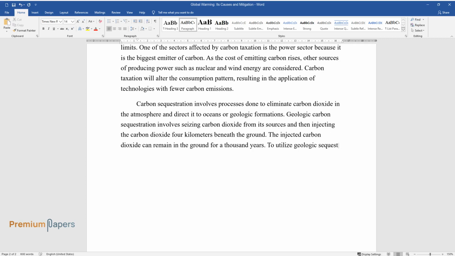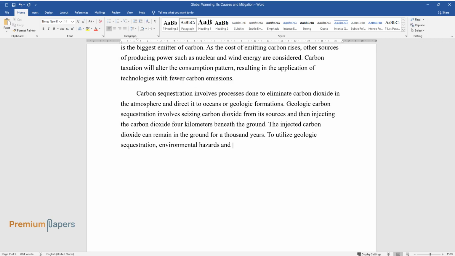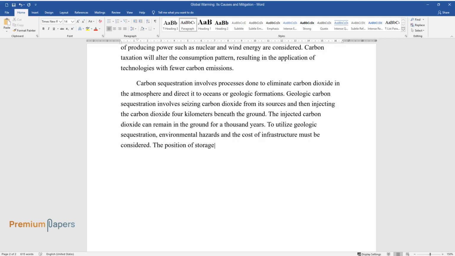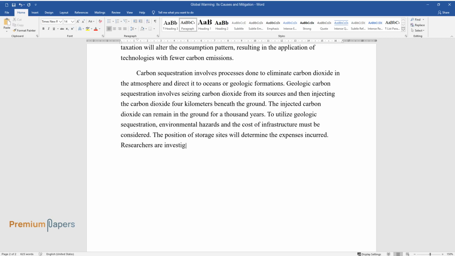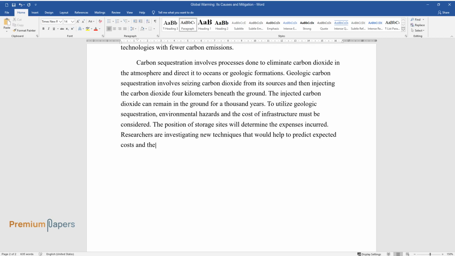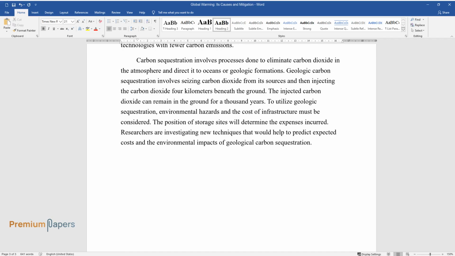To utilize geologic sequestration, environmental hazards and the cost of infrastructure must be considered. The position of storage sites will determine the expenses incurred. Researchers are investigating new techniques that would help to predict expected costs and the environmental impacts of geological carbon sequestration.